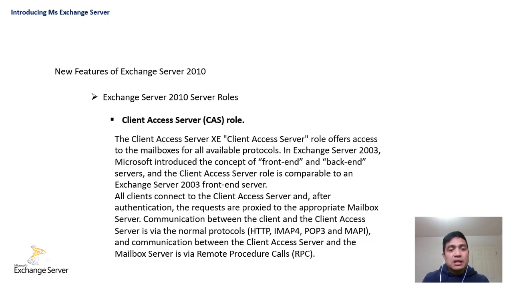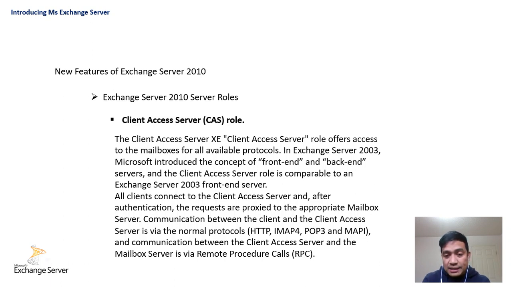Let's continue. The client access server, or the CAS role. The client access server role offers access to the mailbox for all available protocols. In Exchange Server 2003, Microsoft introduced the concept of front-end and back-end servers, and the client access server role is comparable to an Exchange Server 2003 front-end server. So all clients connect to the client access server, and after authentication, the requests are proxied to the appropriate mailbox server.